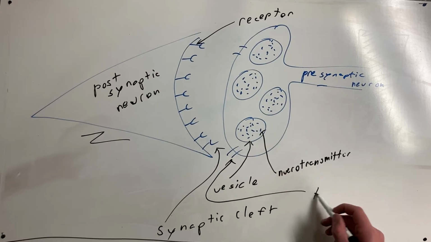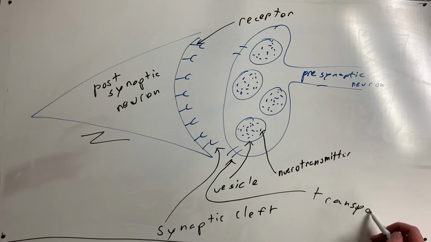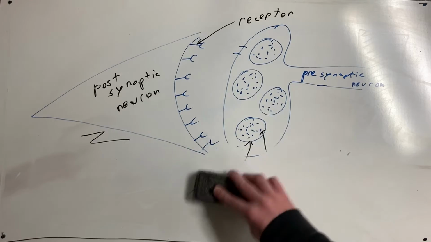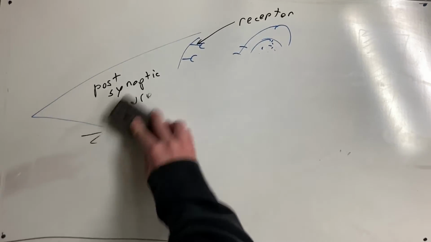Also, this is a useful tool we will need later: a transporter, or a reuptake pump. It's how the neurotransmitters get back into the neuron, and they're reabsorbed into the vesicles.